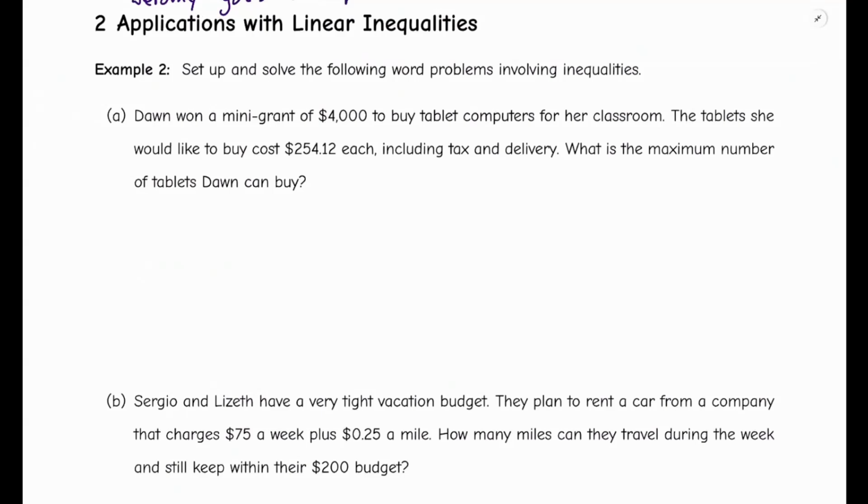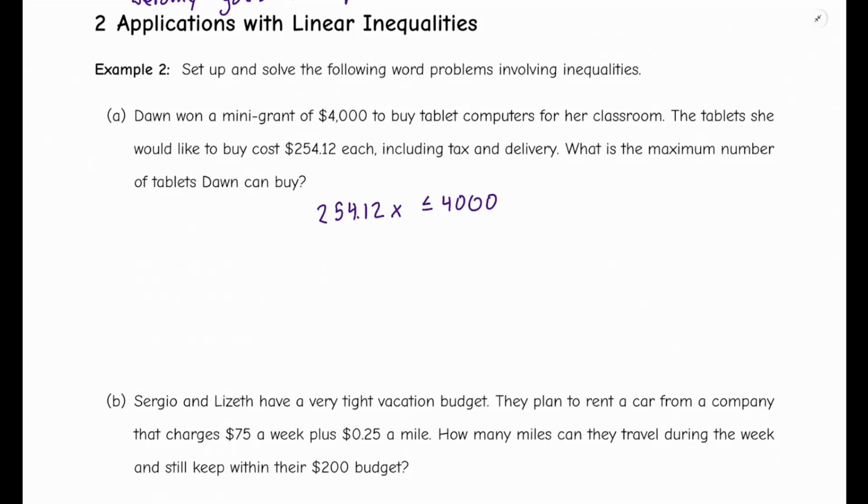Well, the total cost for the tablets would be their price times how many we can buy. That's the variable in this case, so I'm going to say x, and that has to be less than or equal to 4,000. Now, normally we would just say equal to 4,000, but here we aren't sure if we have enough money to buy $4,000 worth. So that's why we put less than or equal to, because it's okay if we spend a little less.